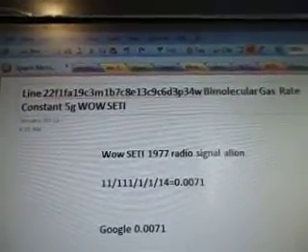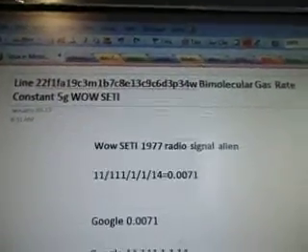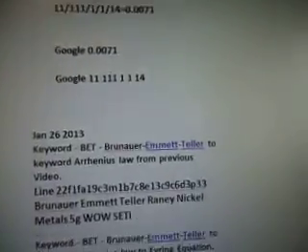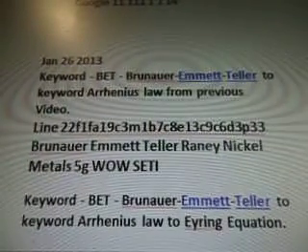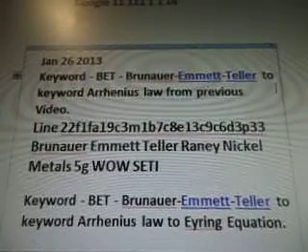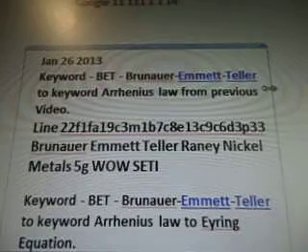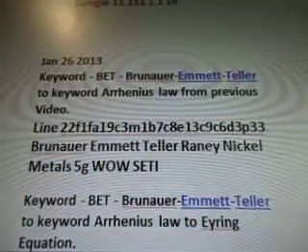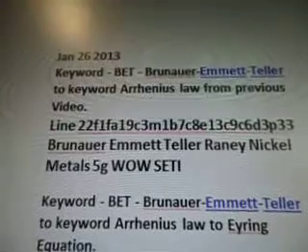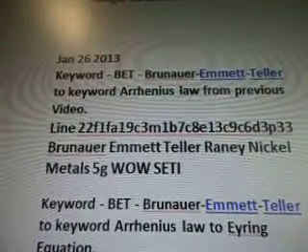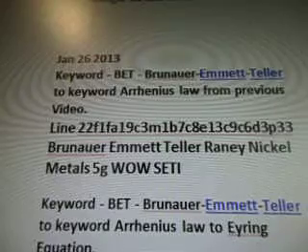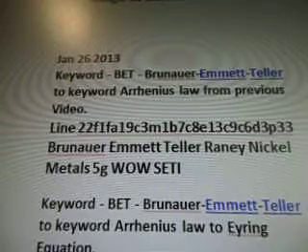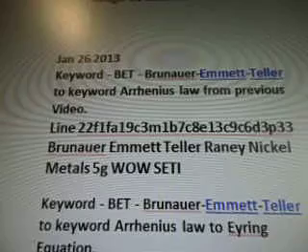Bimolecular gas rate constant 5G Wow Seti. Here's our alien radio signal. And we'll back it up just a bit. Looks like this one's a little bit bigger than the other one. So I'll make it just a tad smaller so it fits on the camera. Okay, so this is the gas-fuel mixture algorithm for UFO spaceship from the WOW data. January 26. Oh, we're back to the Brunauer-Emmett-Teller keyword of Arrhenius law.